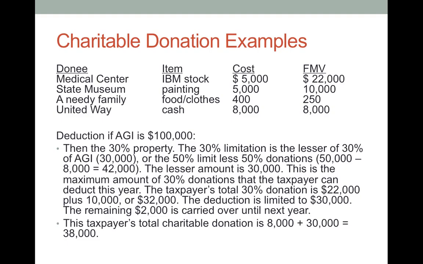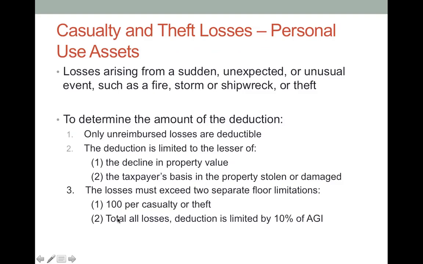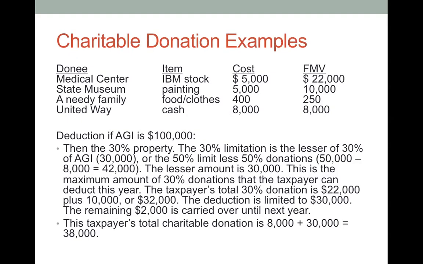This is the most we can deduct this year for our capital gain property. Okay, so the maximum we can deduct is 30. Our actual donations are 32, so we can deduct 30, and the extra $2,000 becomes a carryover. The taxpayer's total charitable donation is the $8,000 50% property plus $30,000 of the 30% property for a total donation of $38,000. Okay, so that is how you calculate the deduction for charitable donations.